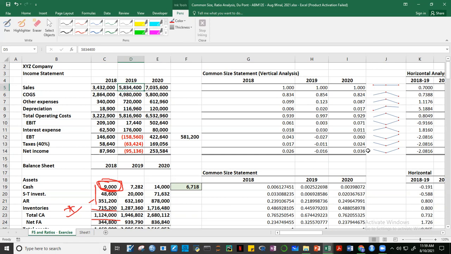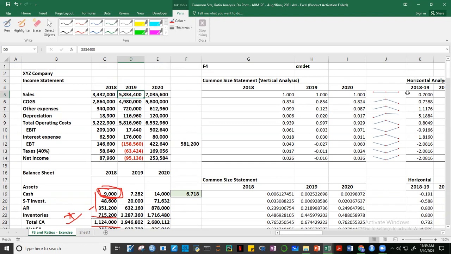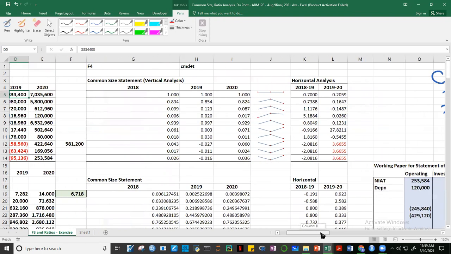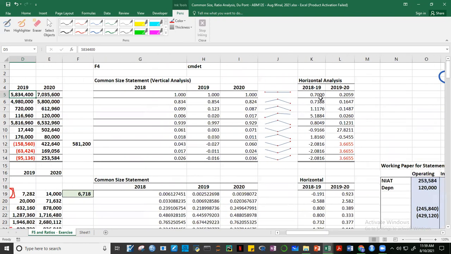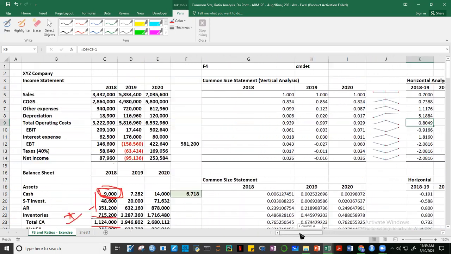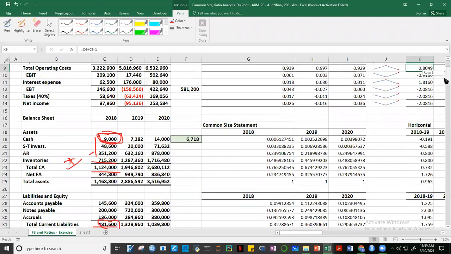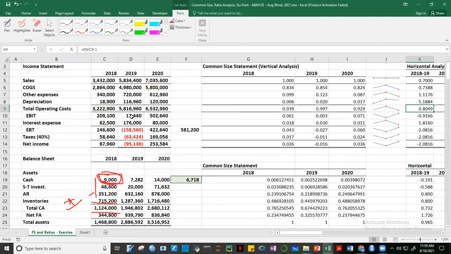sales. In fact, we can see that here, di ba? Sa horizontal analysis natin. Si sales tumaas ng 70%, tapos dito naman tumaas ng 80% yung total operating cost natin. So mas mataas pa yung increase ni operating cost kaysa sa sales. Alright? That's why we see here, EBIT is only 17, tax interest is 176. Compare that with 2018. Mas malaki yung EBIT kaysa interest.